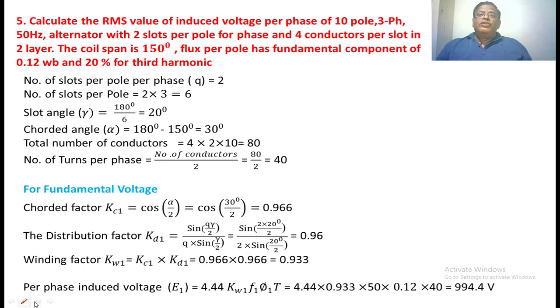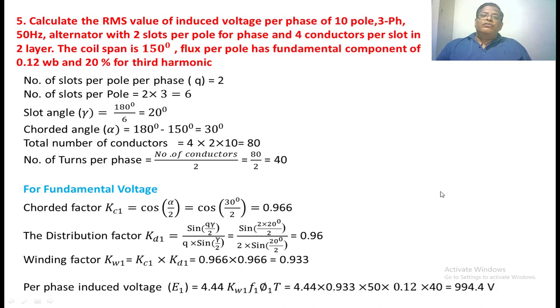So the per phase voltage in a stator winding due to the fundamental component equals 4.44 Kw1 f1 Φ1 T. All the values are given. Kw1 is nothing but 0.933. f1 is nothing but 50 Hz. Φ1 is nothing but the fundamental flux, that is 0.12. T is nothing but the total number of turns per phase, that is 40. We are getting 994.4 volts. This voltage is nothing but the fundamental voltage.